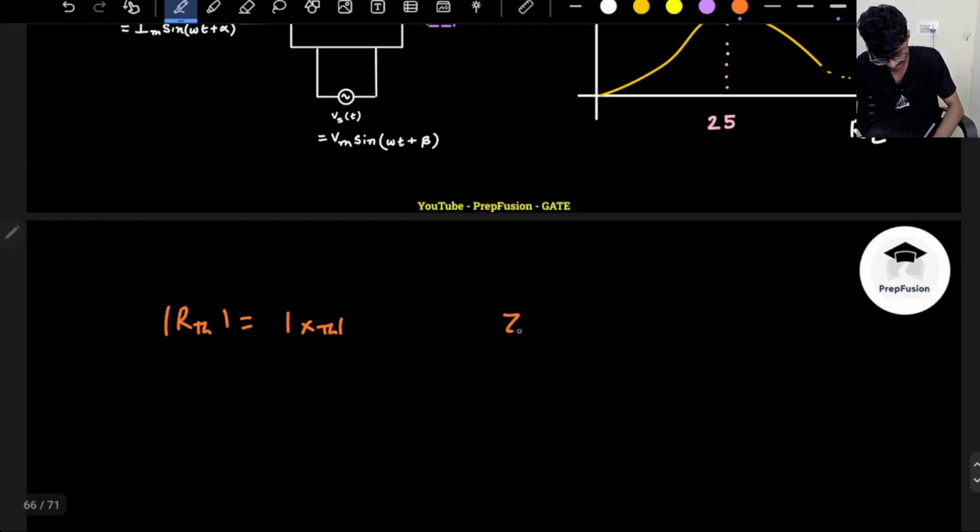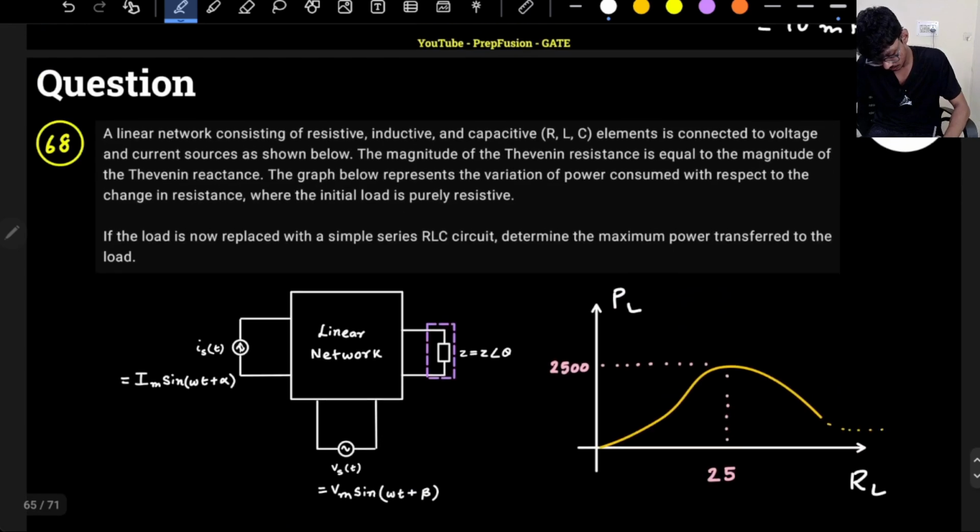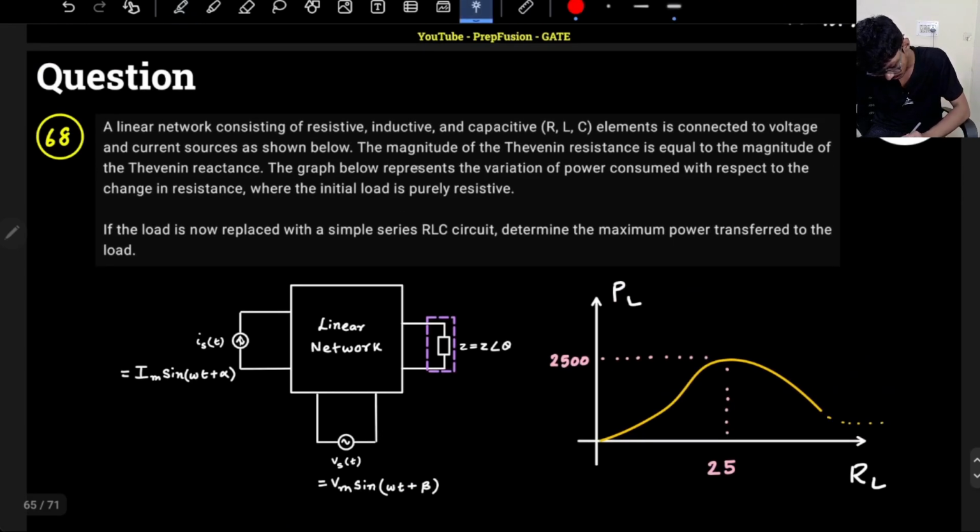So my ZTH I can write as RTH plus JXTH. This can be written in a single variable as RTH plus JRTH, since XTH equals RTH. That is what we can do basically. Now what are they asking? The graph below represents the variation of power consumed with respect to the change in resistance.